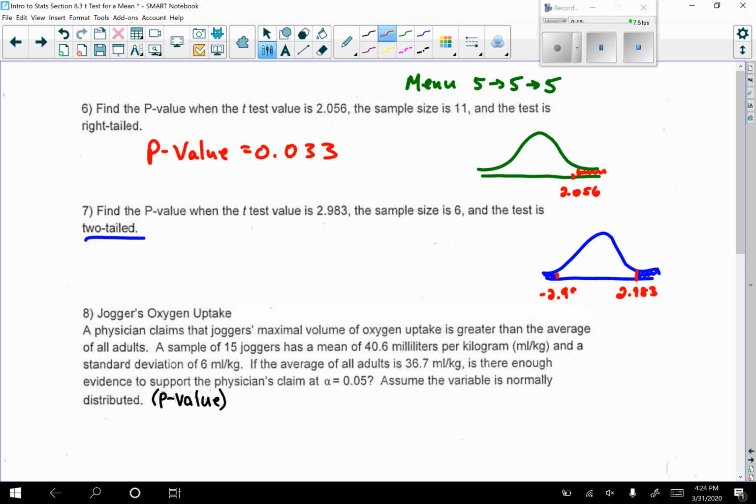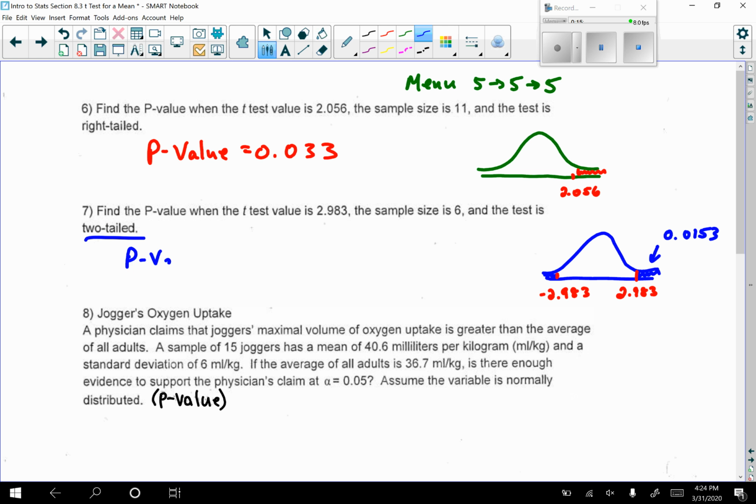a negative 2.983. Because the calculator is set up by default to show the negative infinity first, we can go to menu 555, leave the negative infinity there, but then type in a negative 2.983. And our degree of freedom is going to be 5. I'm just pointing out that this area right here is 0.0153. So we need to double that.